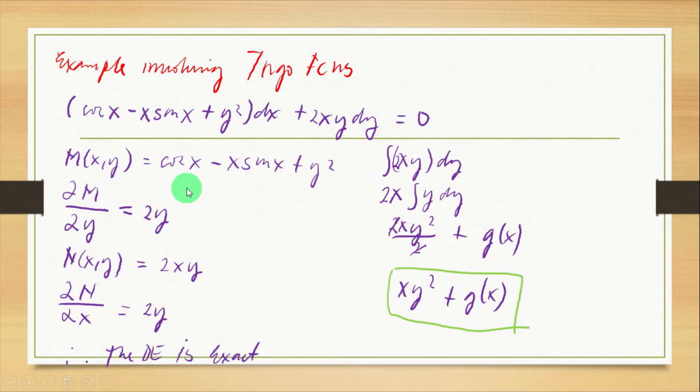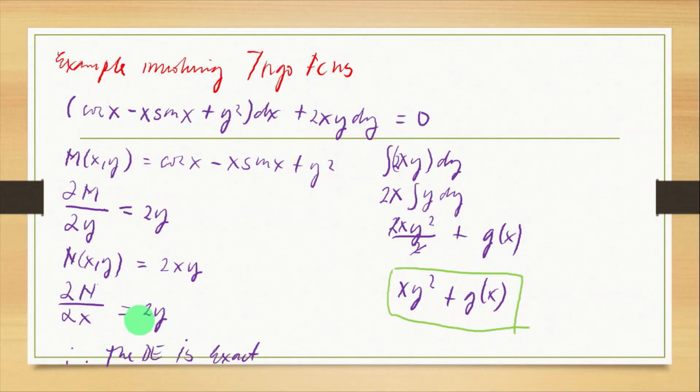So the derivative of a constant is 0. Now, you take the derivative of y squared since you are getting the partial derivative of m with respect to y. That will give you 2y. Next, you consider your n of x and y is equal to 2xy. That's your n of x and y. You take the derivative of n with respect to x, that is 2y.